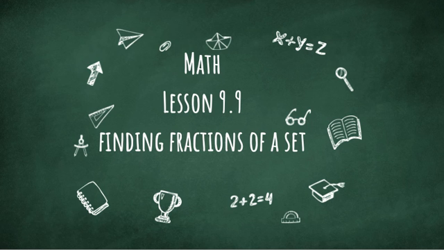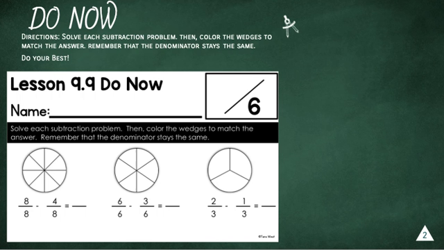Today's lesson is lesson 9.9, Finding Fractions of a Set. Let's begin with the do now. Solve each subtraction problem, then color the wedges to match the answer. Remember that the denominator stays the same. Do your best.